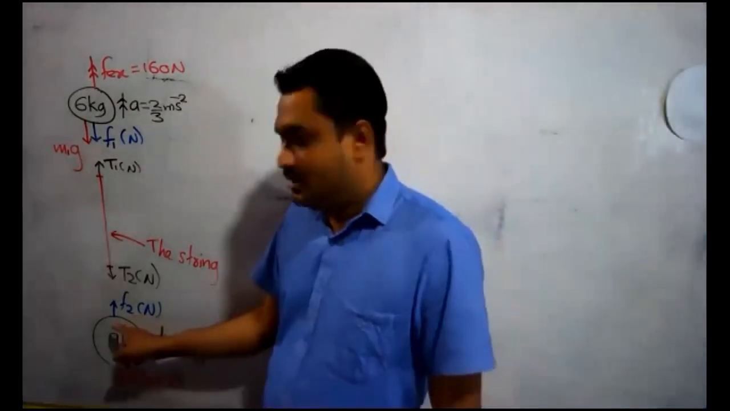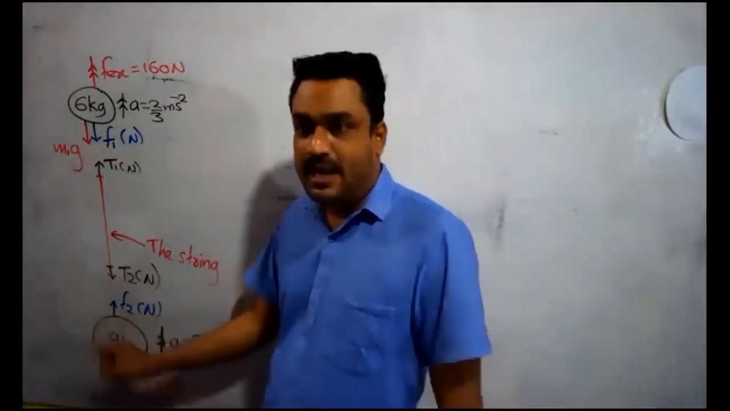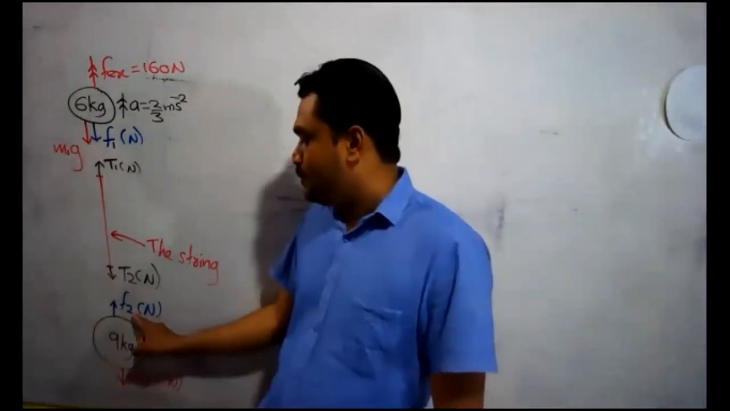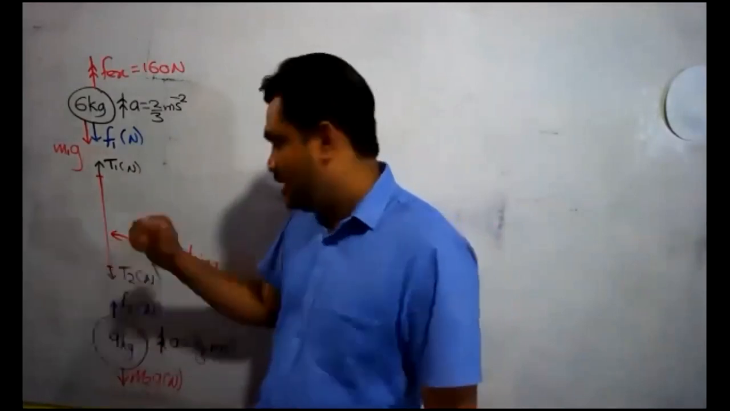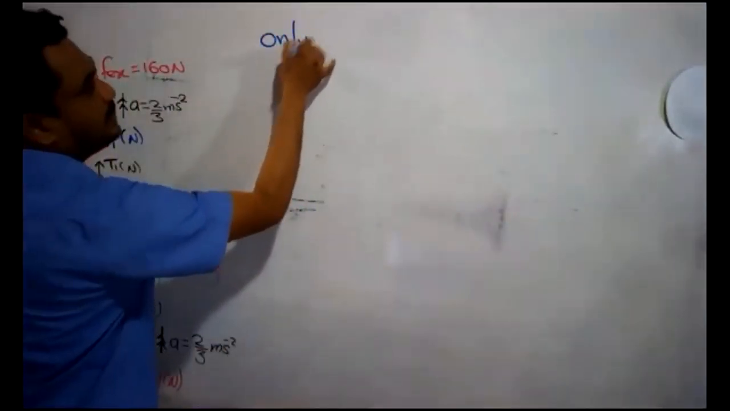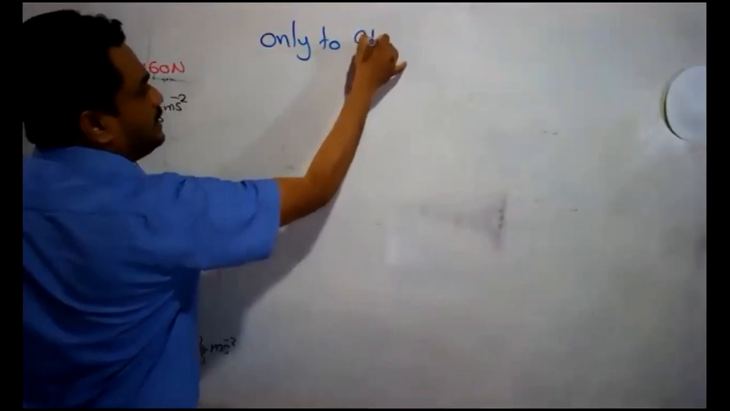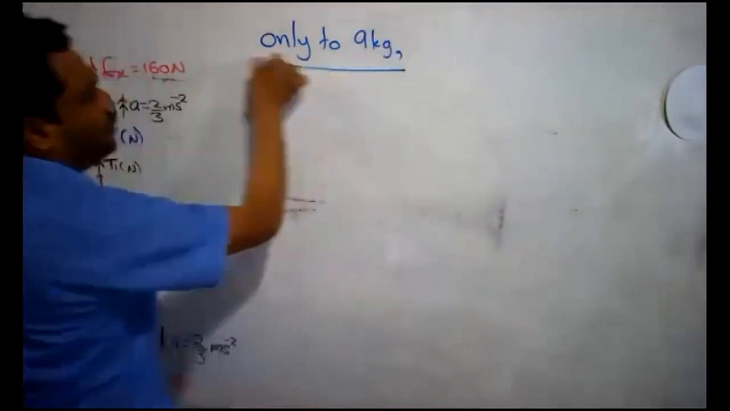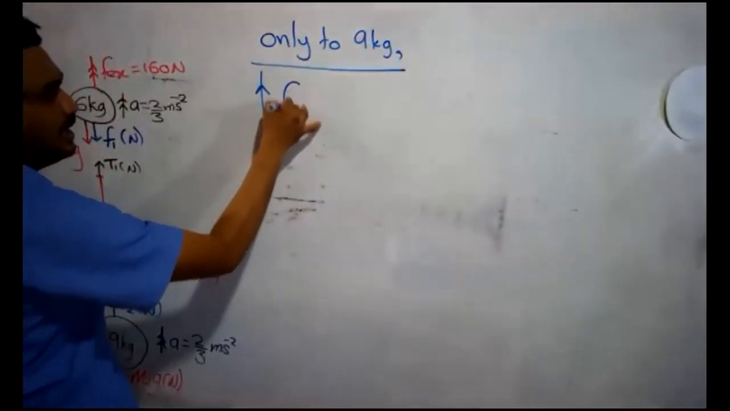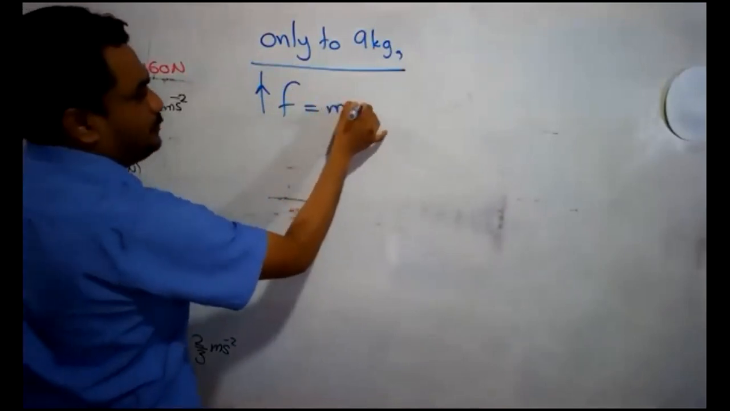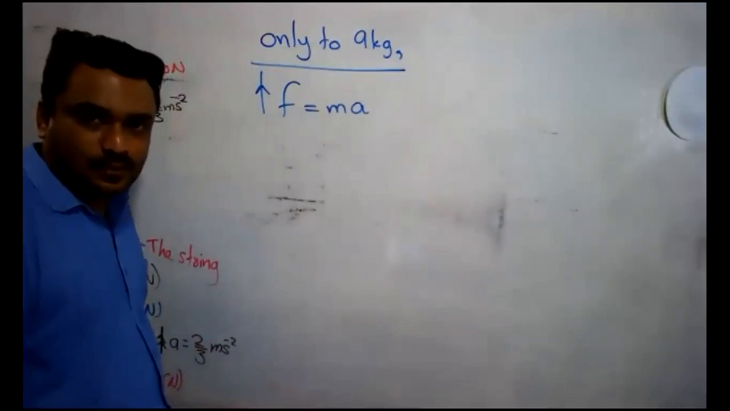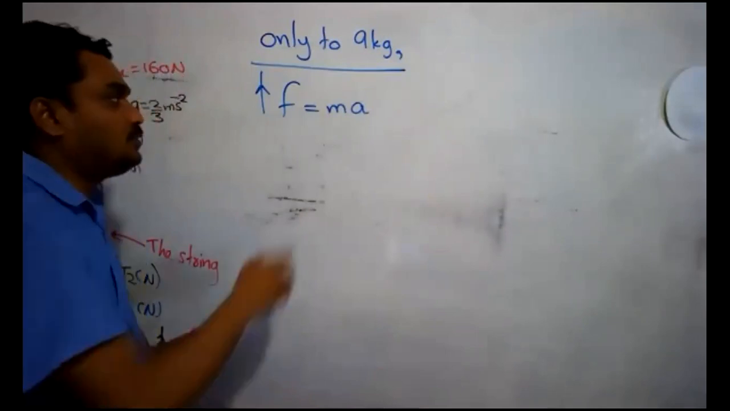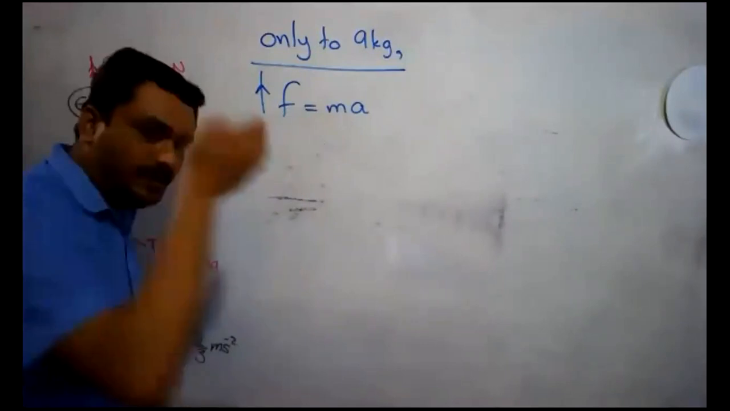We can find F2 by applying F equals ma to the 9 kg object. If we know F2, we know that F2 equals T2, that is Newton's third law of motion. Look at board. Only to the 9 kg object vertically upward, I apply the equation F equals ma.